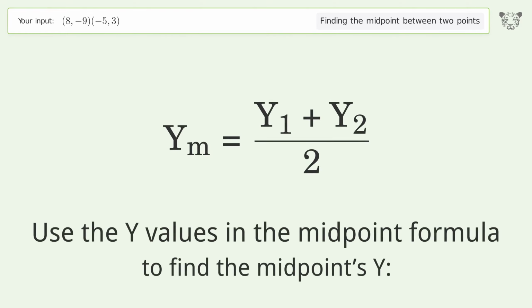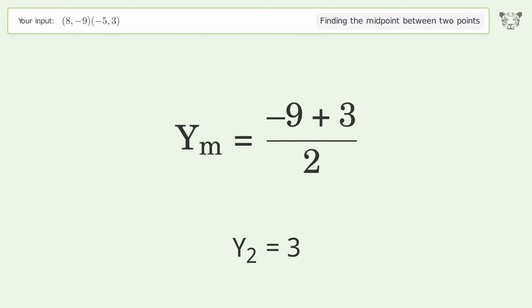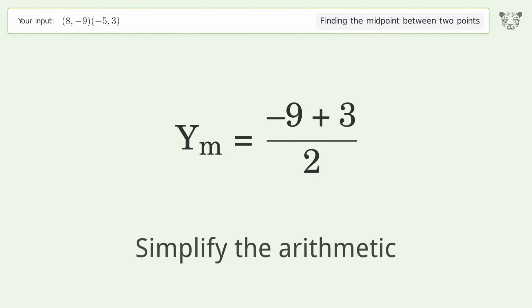Use the y values in the midpoint formula to find the midpoint's y. y1 equals -9. y2 equals 3. Simplify the arithmetic.